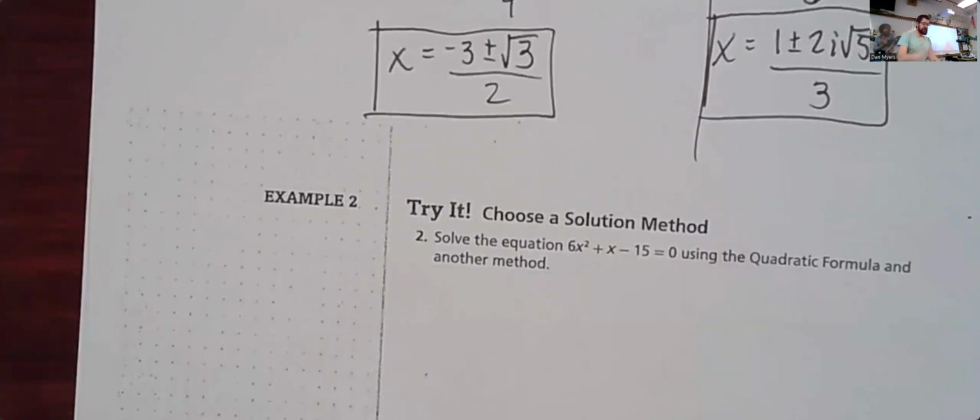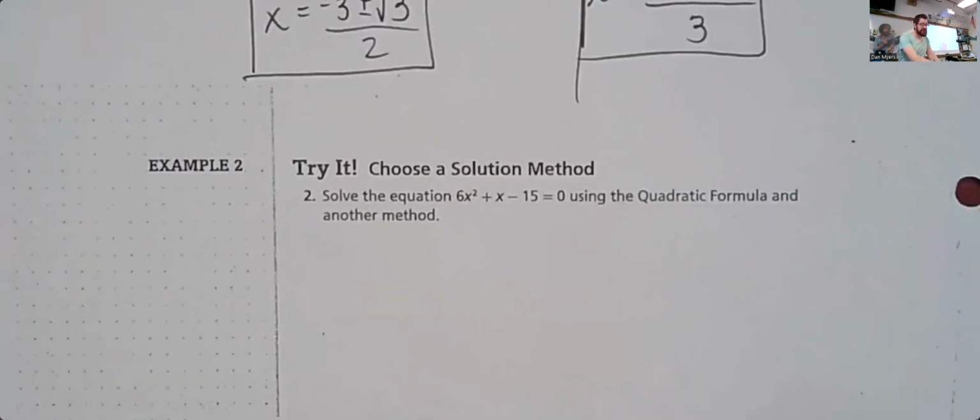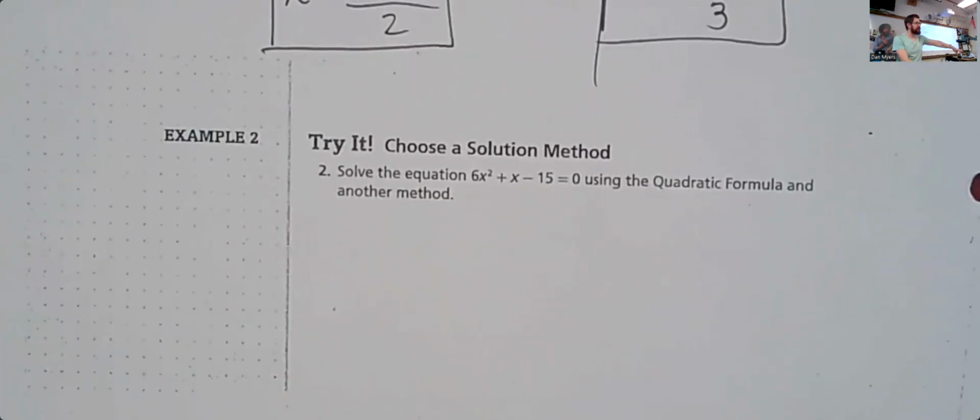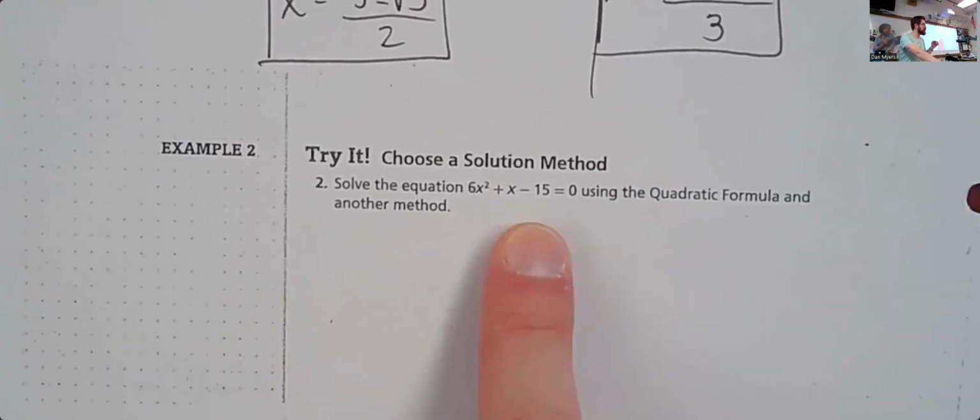All right, example 2. Solve the equation using the quadratic formula and another method. We have 2 other methods aside from the quadratic formula. We have solving by factoring, and we also have solving by completing the square. So first of all, let's just use the quadratic formula, and then let's pick another method after that.